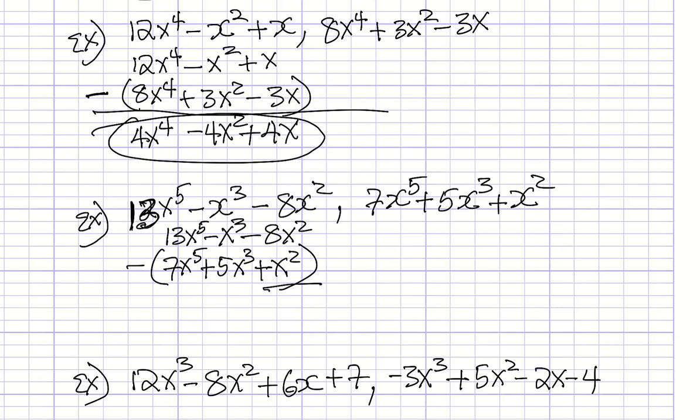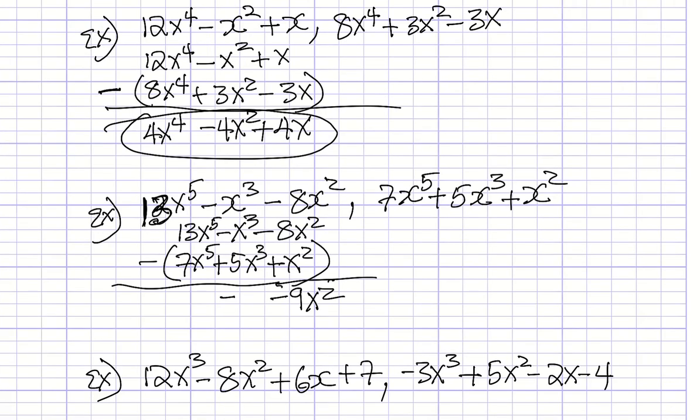So negative x squared plus negative 8x squared, you get negative 9x squared. Then negative x cubed plus negative 5x cubed. What do you get? This is negative here, you get negative 6x cubed, okay? Alright.